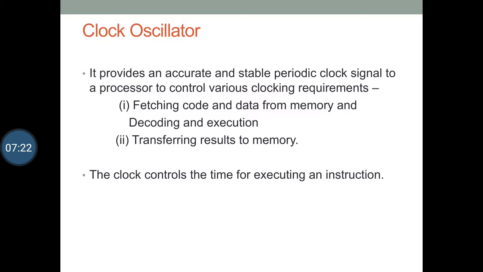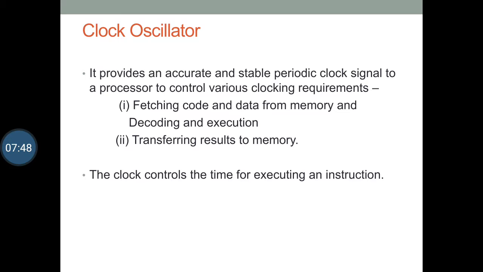Next we'll see clock oscillator. The function of this oscillator circuit is to provide an accurate and stable periodic clock signal to a processor. The processor needs a clock oscillator as clock controls the various clocking requirements of CPU. The clocking requirements are the system timers and CPU machine cycles.